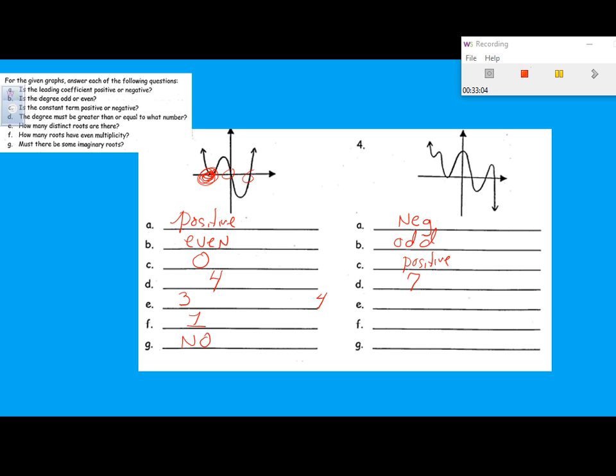My part E, how many distinct roots are there? Well, there's 1, 2, 3, 4. Any of them have even multiplicity? Yep, right there. Now, must there be some imaginary roots? As soon as this is an odd function, the answer is no. Could there be? Yes. Must there be? No.